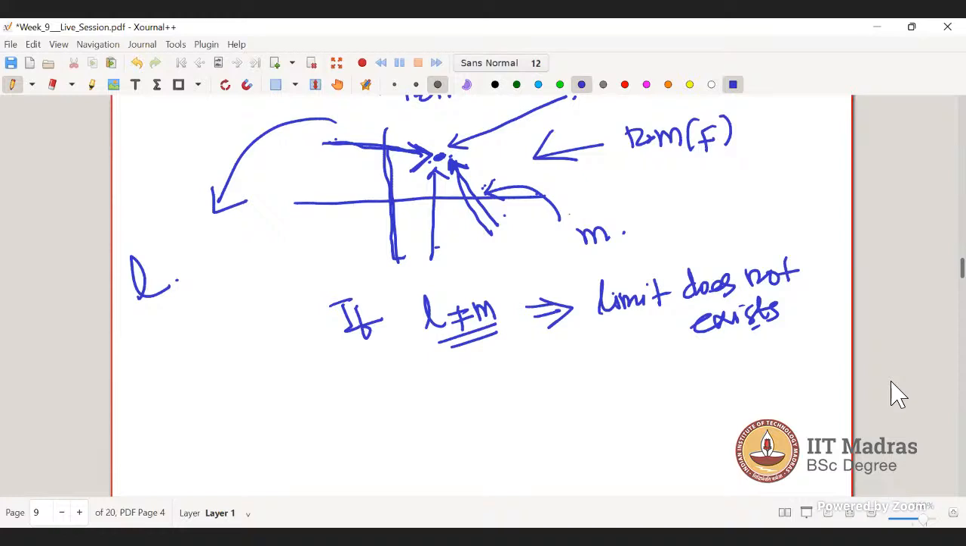Okay, so how do we confirm continuity, sir? That works for some easy functions. Actually, we can do that, but if the function is slightly complicated, then it's really difficult to find the limits.